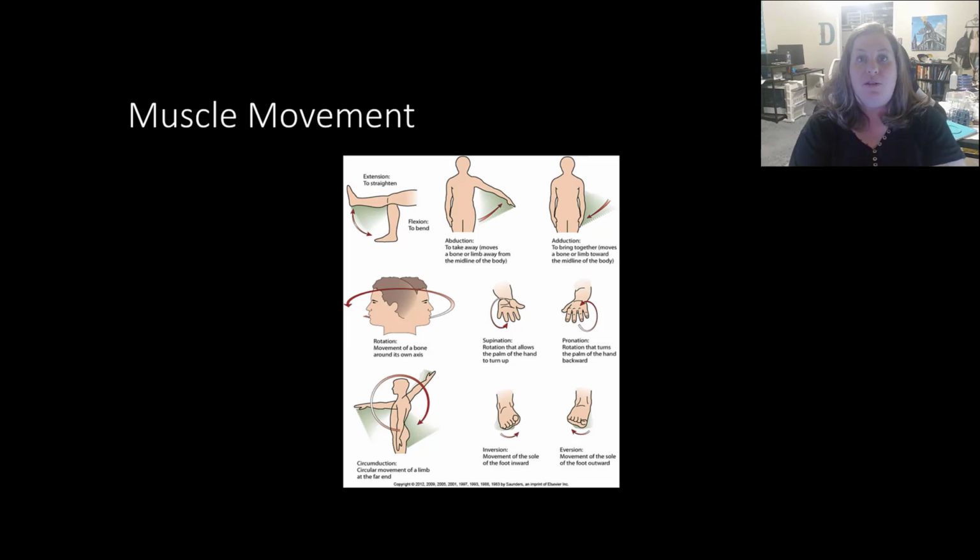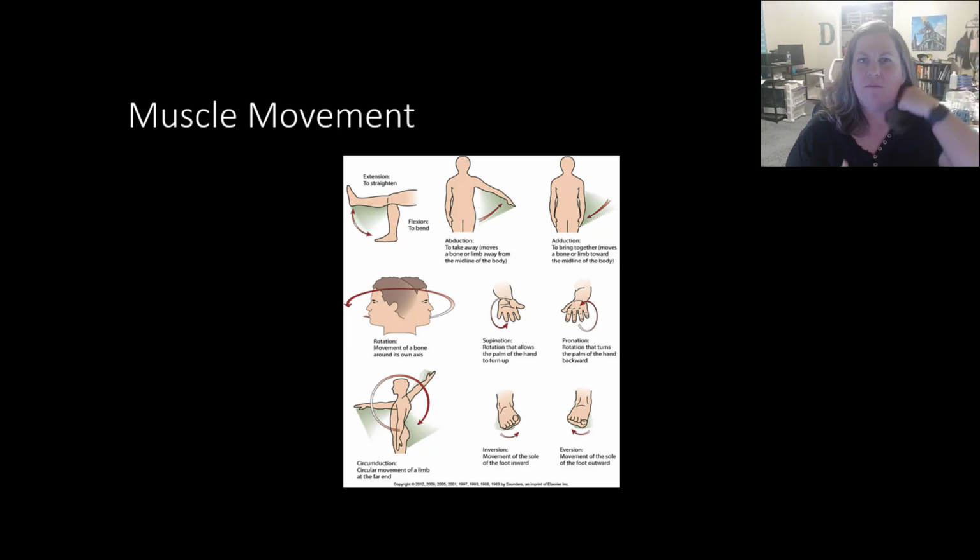With your hand, you have a special movement where we have supination, where the hand is pointed up, so you can put soup in it, technically, like if you're holding a bowl. Pronation is whenever the hand is pointed down. Circumduction is seen with your shoulder, and it's where you can go all the way around in a circle.